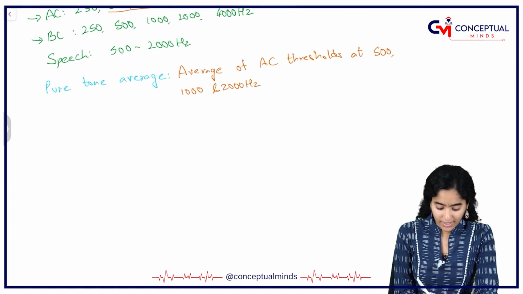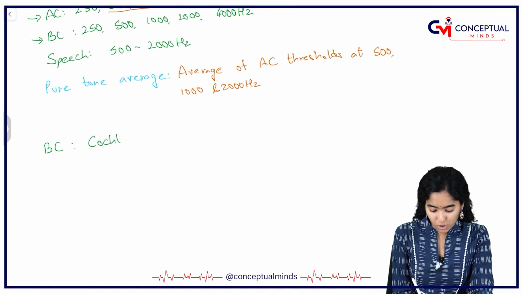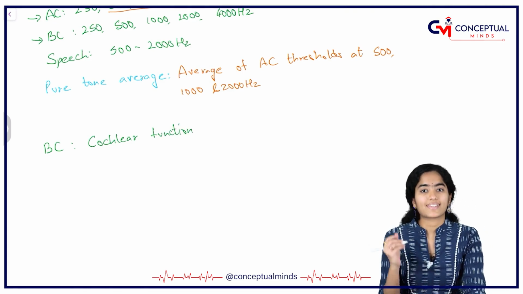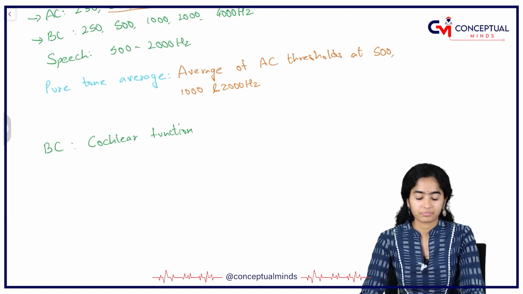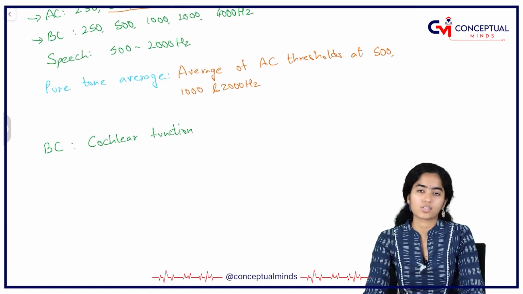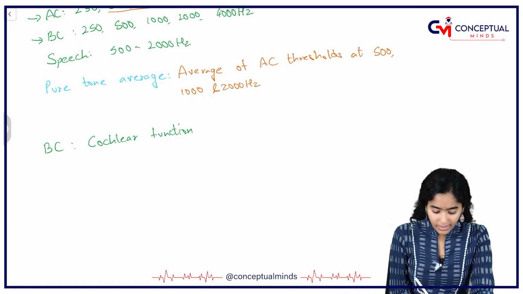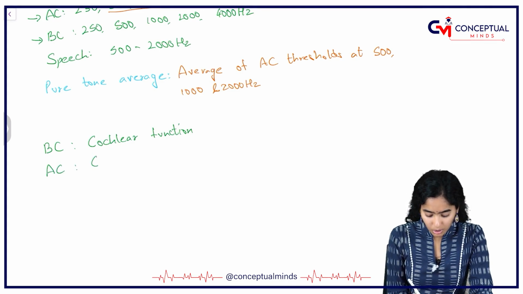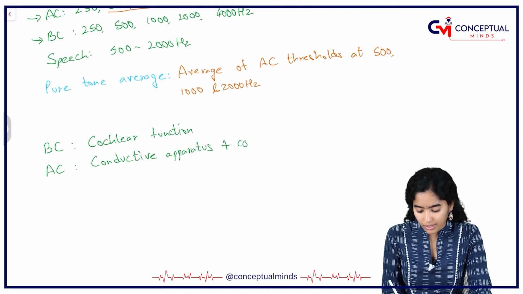So, when we are checking for bone conduction, what we are actually measuring is the cochlear function. Yes, in bone conduction, the sound is directly transmitted to the cochlea via the cranium, via the bones of the skull. There is no need for the conductive apparatus. So while checking for bone conduction, we are directly looking at the cochlear function. And then when we are looking at air conduction, it gives us a comprehensive outlook of the conductive apparatus plus the cochlear function.